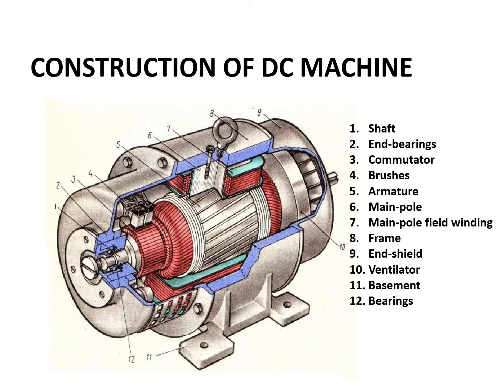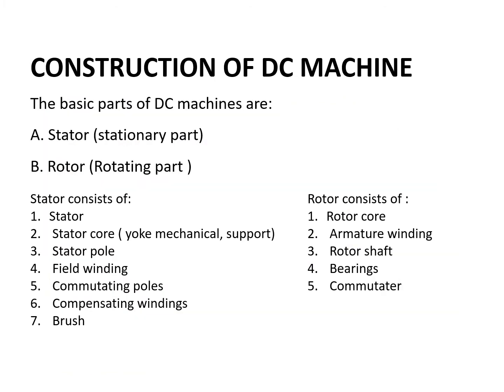Now we say something more about the DC machine. We know the construction of a DC machine. We can divide the construction of a DC machine basically into two parts: the stator, which is the stationary part, and the rotor, the rotating part.